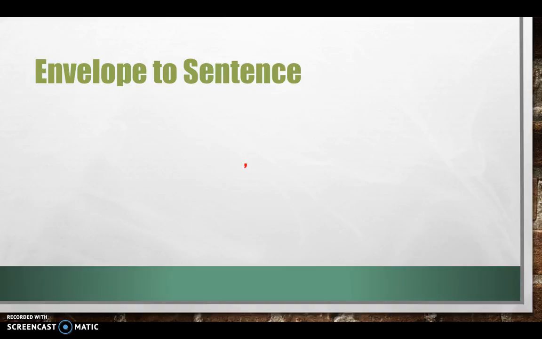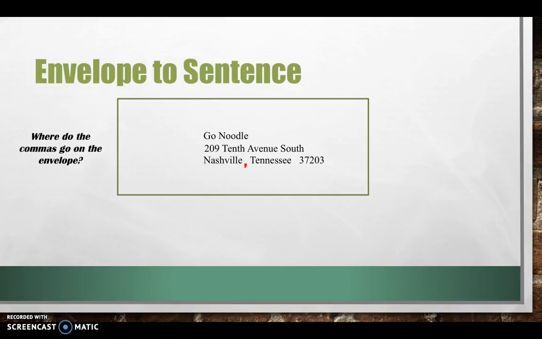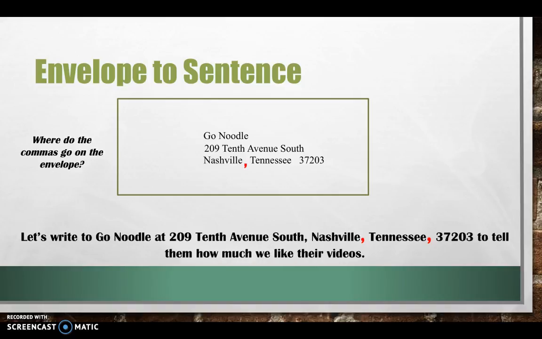If I'm going to do an enveloped sentence, let's see, looks like I already have the comma on there for you. Let's see what goes around it. If we were writing a letter to Go Noodle at 209 10th Avenue South, Nashville, Tennessee, 37203, I would only put the comma between the city and the state. So the city's Nashville, the state is Tennessee. So where does the comma go? In between Nashville and Tennessee.